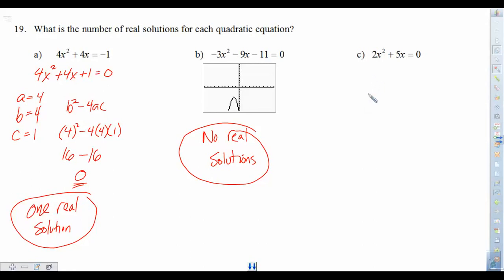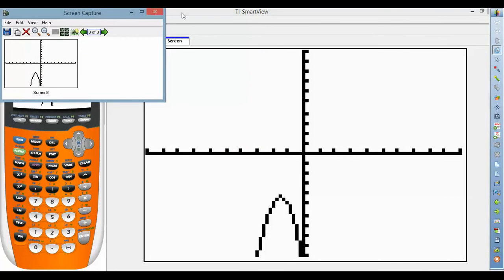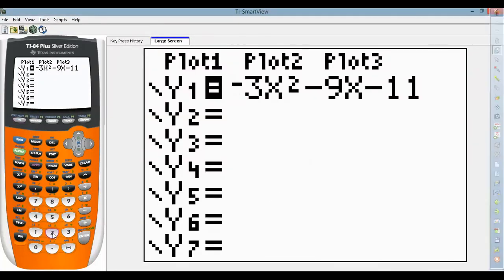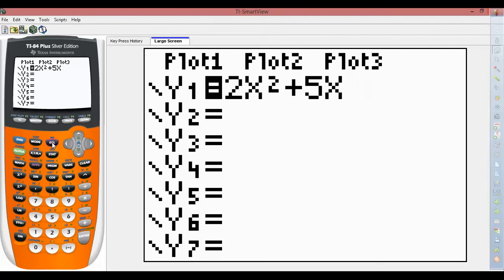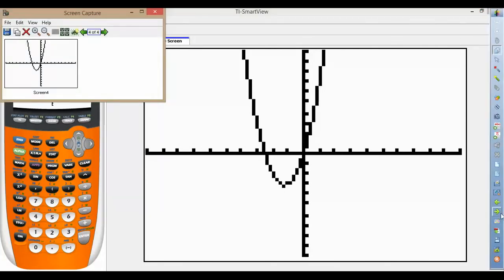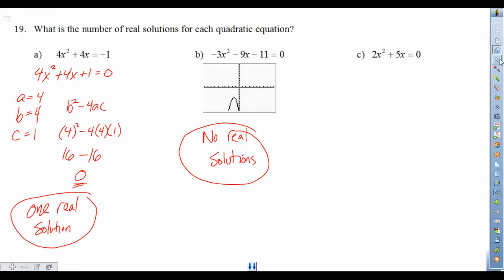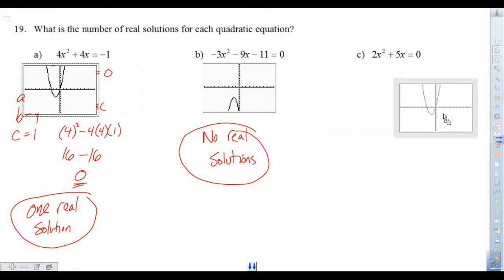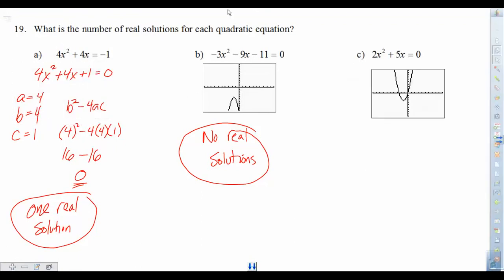We could do the same thing here with c if we wanted to. 2x squared plus 5x equals 0. Graphing calculator. 2x squared plus 5x equals 0. So I guess I just delete the rest of this stuff. Hit graph. Oh look, I see it crosses the x-axis 2 times. So since it crosses the x-axis 2 times, looks like we're going to have 2 solutions here now, aren't we? Okay. So there should be 2 real solutions.